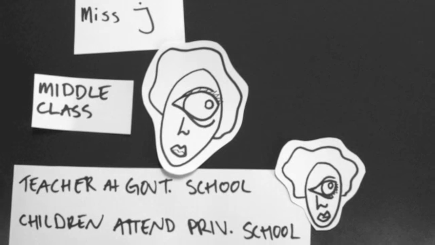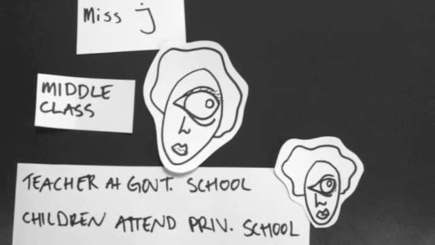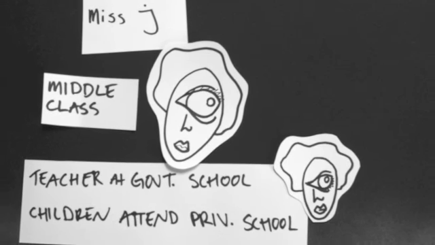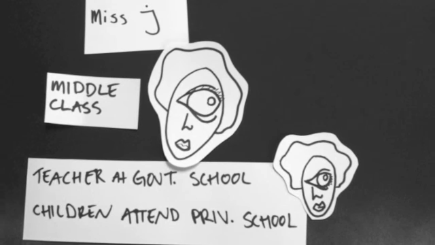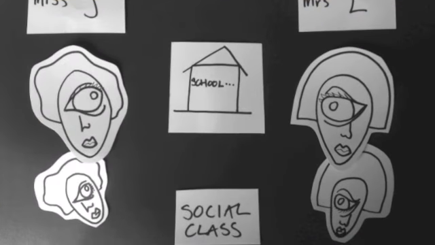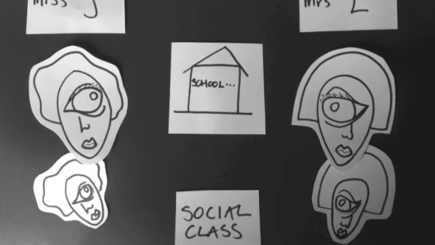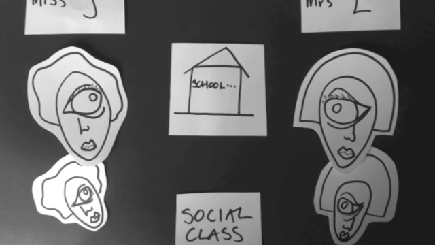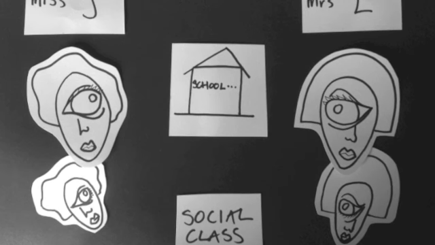Miss J stayed at school, finished Year 12, and then went on to complete a university degree. She now has an established teaching career, and her child attends a private school in the local area. When we compare the lives of Miss J and Mrs. L, we can see that they are from different social class backgrounds and they have had different educational outcomes.